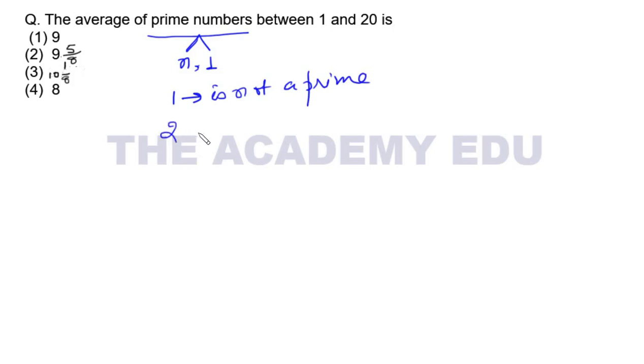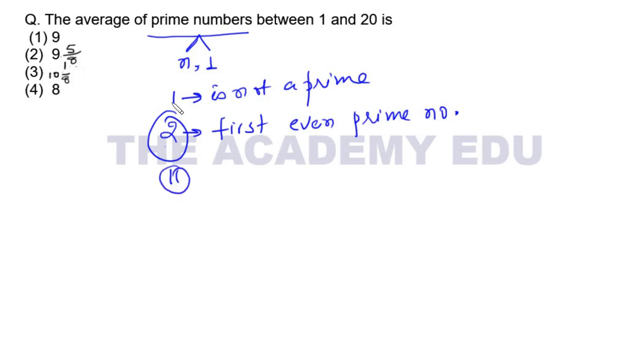First prime number is 2. 2 is the first even prime number. There is only one even prime number, that is 2. Okay, and prime numbers start from 2. 1 is not a prime number. Keep it in your mind. So prime numbers come in their own table and the table of 1. For example, 11. 11 comes in its own table and the table of 1. Right? So 11 is a prime number. Got it?